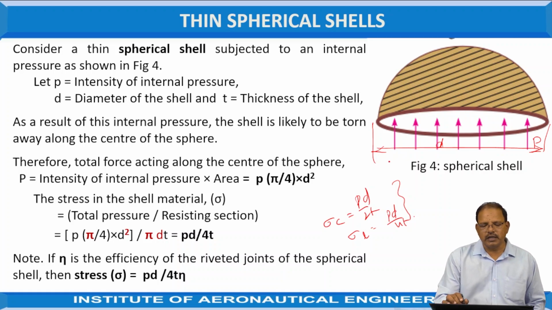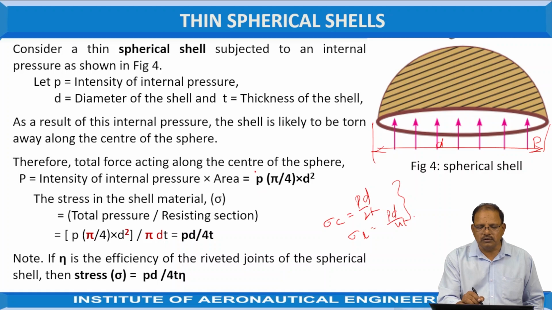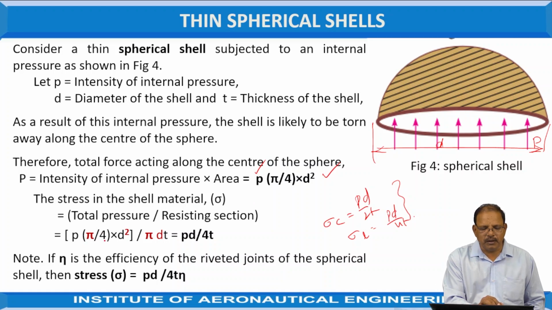Therefore, the total force acting along the center of the sphere, in order to split it into two equal parts, is given by P into the area of the cross section. This entire area is required. P multiplied by pi by 4 D square. The stress in the shell is given by the total force divided by the area of the cross section, which is P into pi by 4 D square.